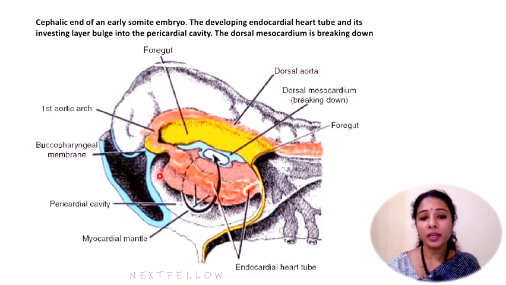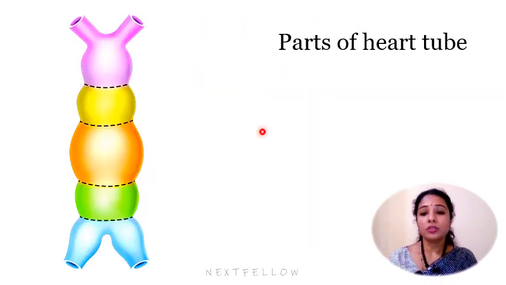And this is the pericardial cavity. Epicardium is nothing but the visceral layer of pericardium. So that was the formation of the heart tube, and we saw the cranial head fold and movement of the heart from the cranial to the ventral side. And then we shall now discuss the parts of the heart tube.